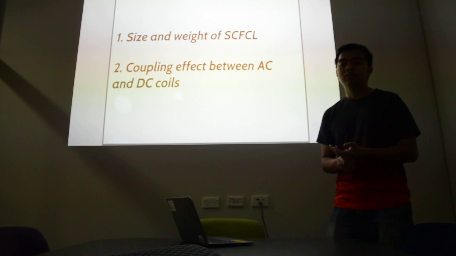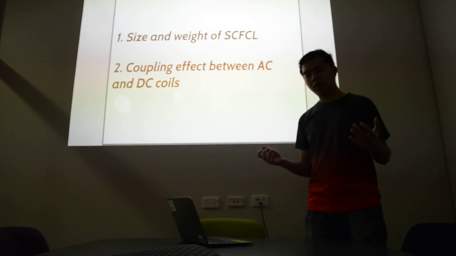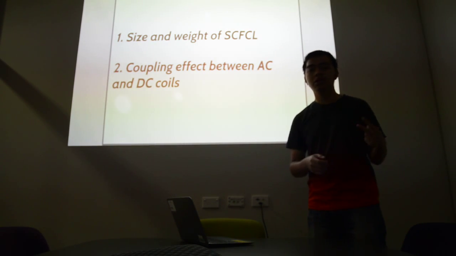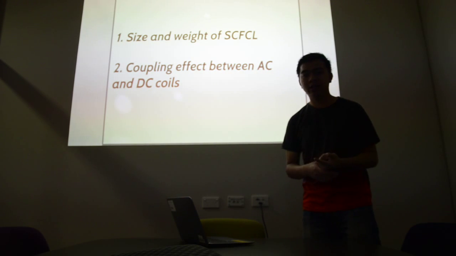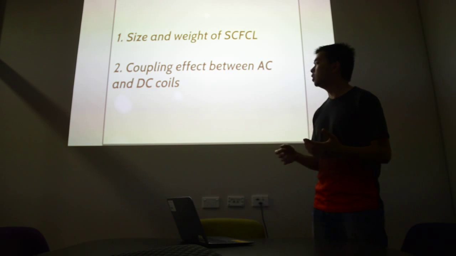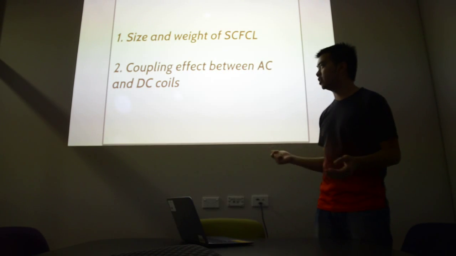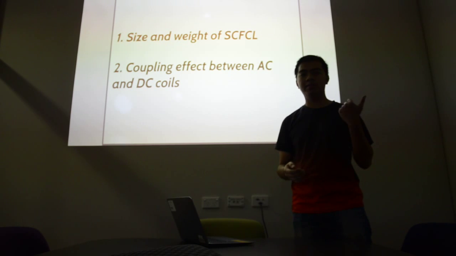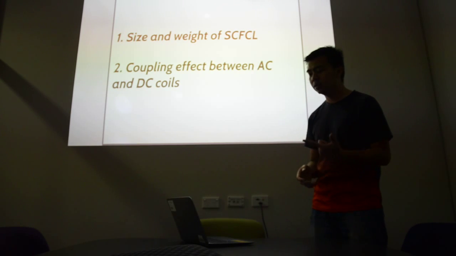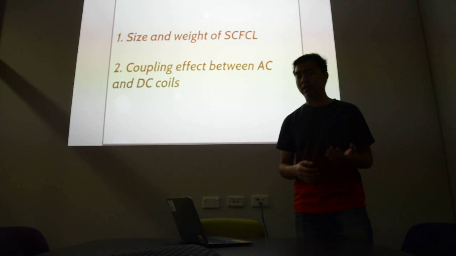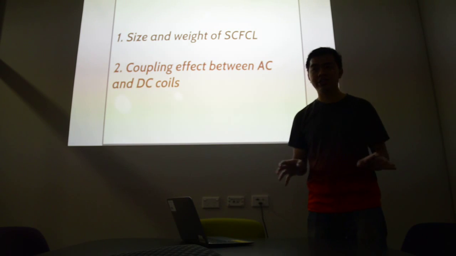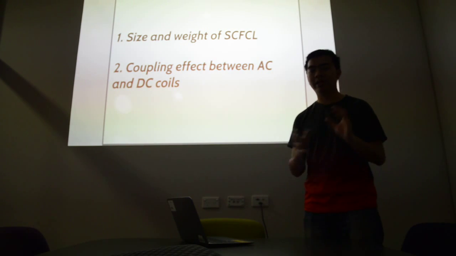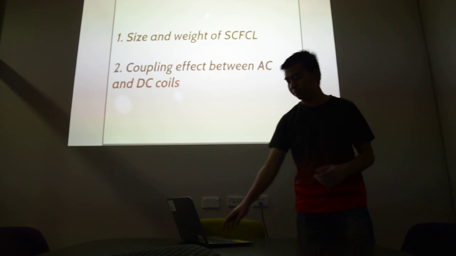So there are also two big problems that the researchers need to deal with. The first one is the size and weight of the SCFCL. If you still remember the figure just now, there's a lot of iron core and big impedance of the DC coil. And the second one is the coupling effect between the AC and DC coil. Both AC and DC coil are sharing the same magnetic path, so that's why there's a coupling effect between them.